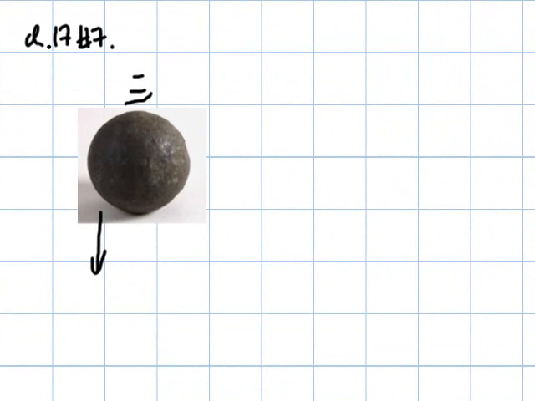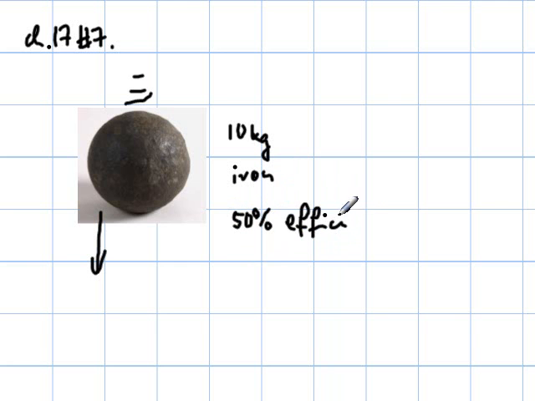Chapter 17, number 7. It says a 10 kilogram iron ball is dropped onto a pavement from a height of 100 meters. So we have 10 kilograms of iron. If half of the heat generated goes into warming the ball, so 50% efficiency, that means probably the other 50% is used to warm the pavement.